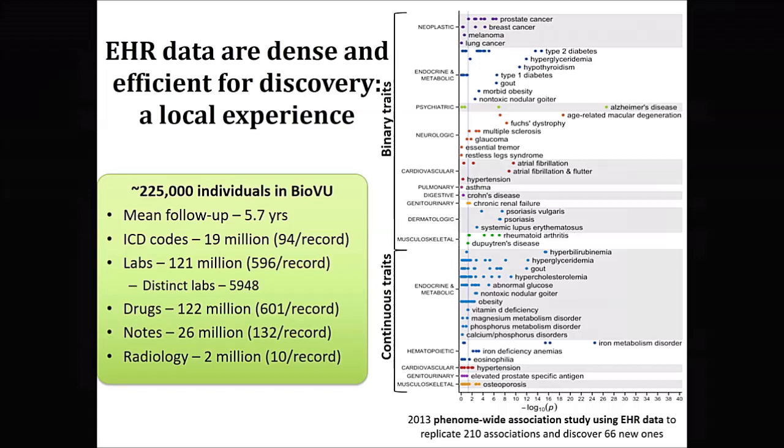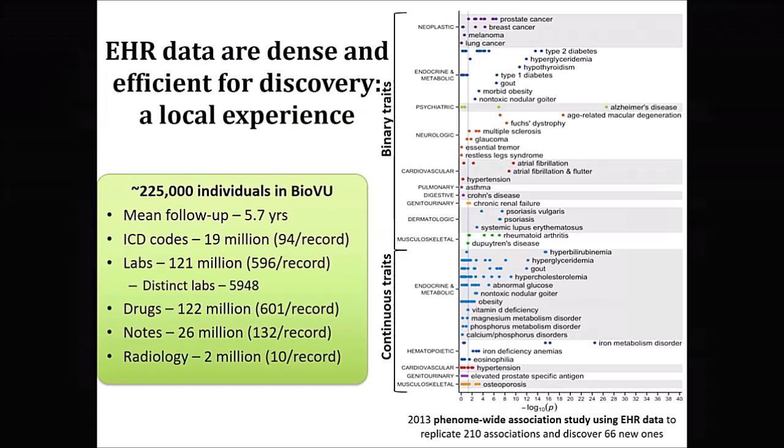So we have 230,000 people. We have DNA linked to electronic health records now. And the average follow-up is about 6 years. The average person has 100 billing codes, 600 labs, 600 drugs, 130 notes, and 10 radiology tests. And this kind of prospective collection, where the DNA is captured whenever they agree to be part of the program, allows us to catch the really rare serious adverse events that you couldn't necessarily collect as easily in a retrospective fashion.